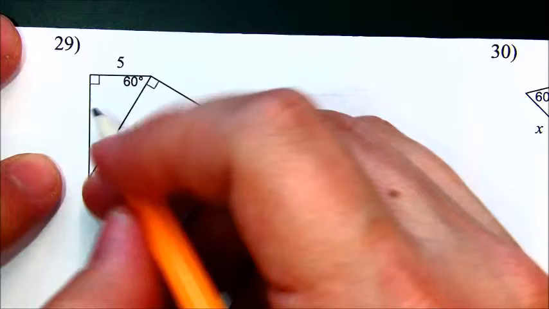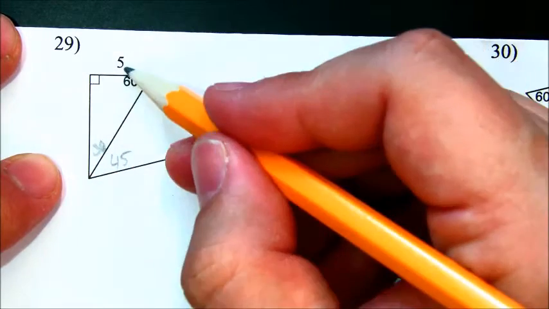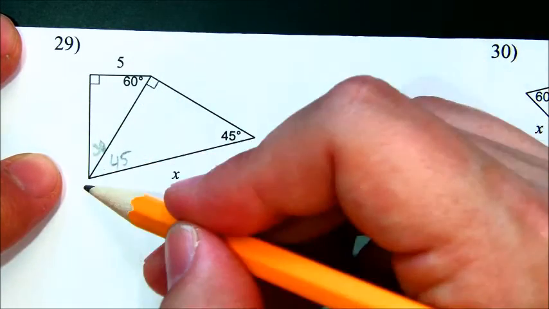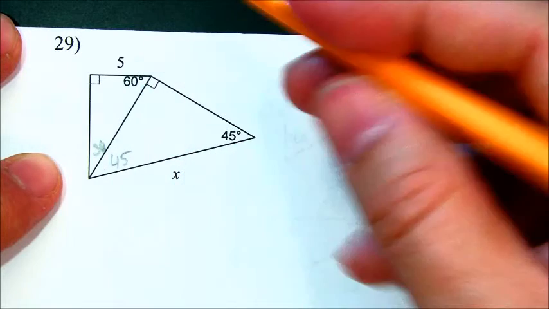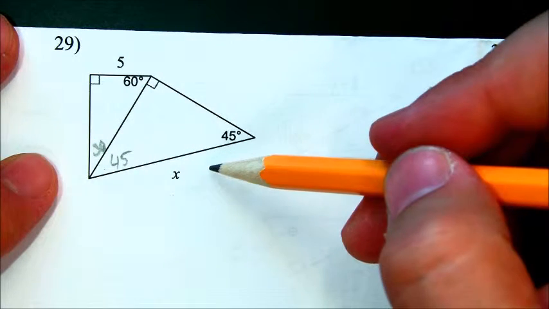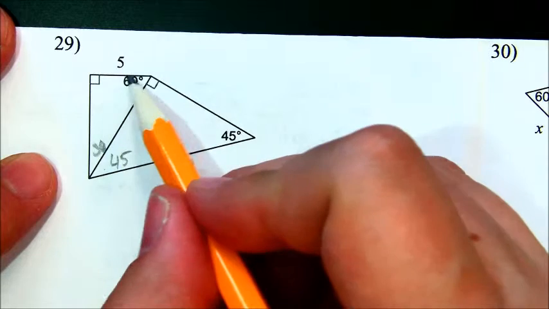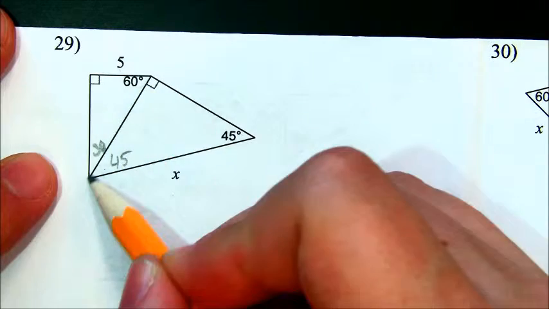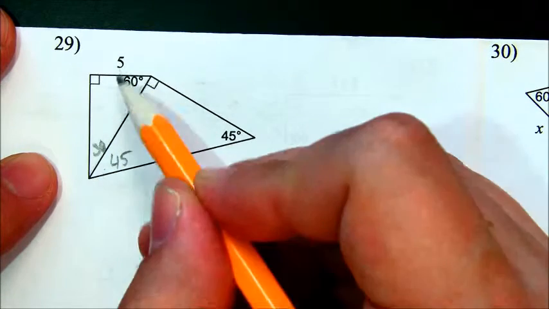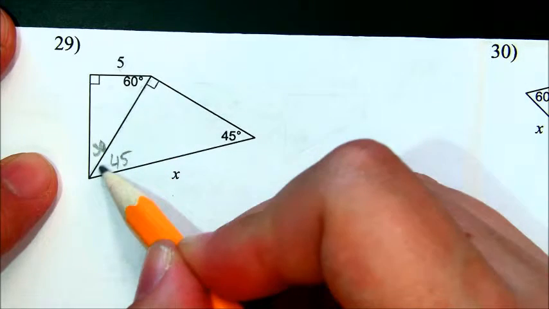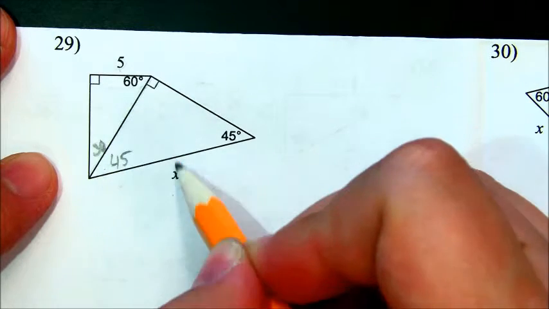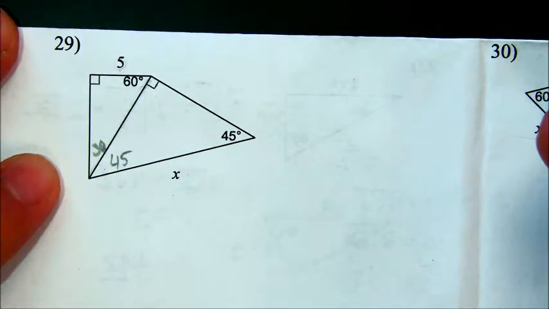So I can use what I know. I'm given this short leg of the 30, 60, 90 triangle. I'm trying to find the hypotenuse of the 45, 45, 90 triangle. So what I need to do is figure out what this length is here. I can use the 5 to figure out what this length is here, this leg, and then I can use that to figure out what the hypotenuse is. So that's going to be my strategy.